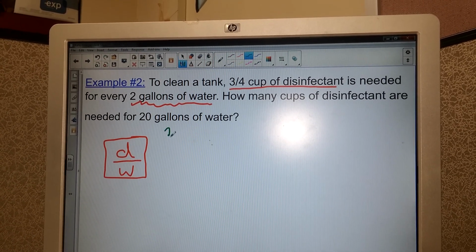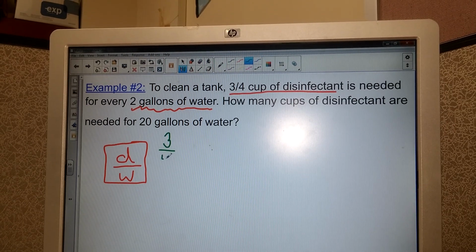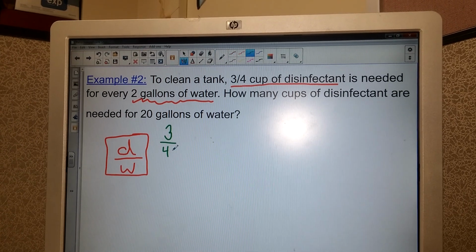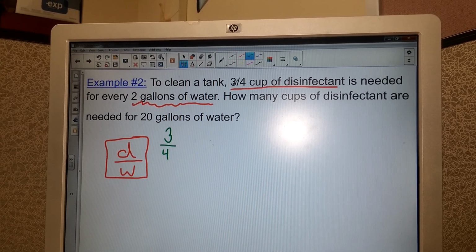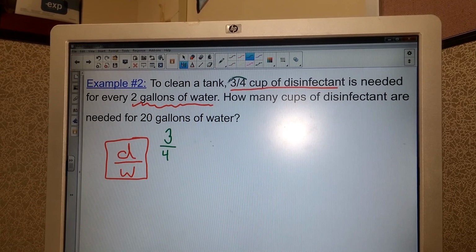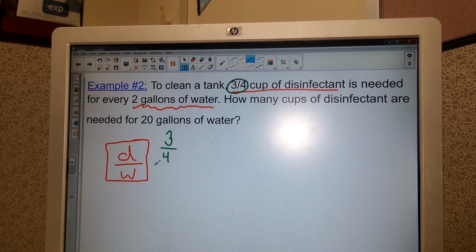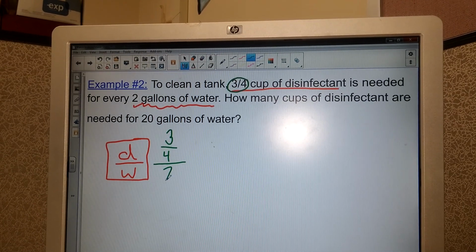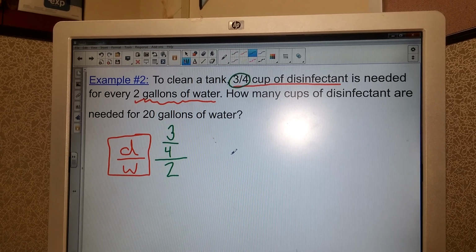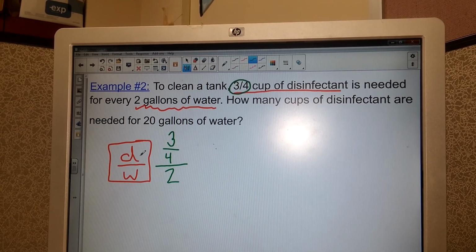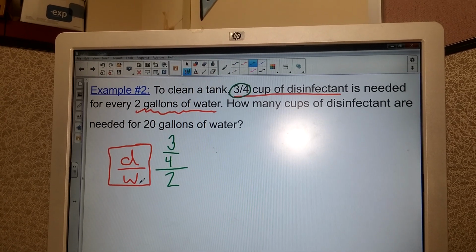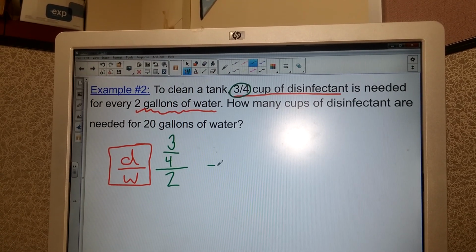And I know one thing that was confusing to people when we did this earlier in the year is that you thought the original ticket was 3 to 4. But it's not saying 3 cups of disinfectant to 2 gallons of water. It's 3/4 cups of disinfectant for every 2 gallons of water. And you're going to see this complex fraction a lot more in 7th grade. But the ticket helps you to understand disinfectant is 3/4. Water is 2 gallons.